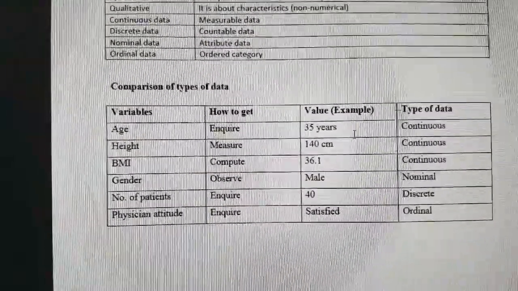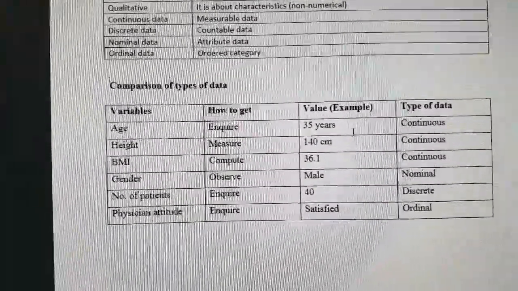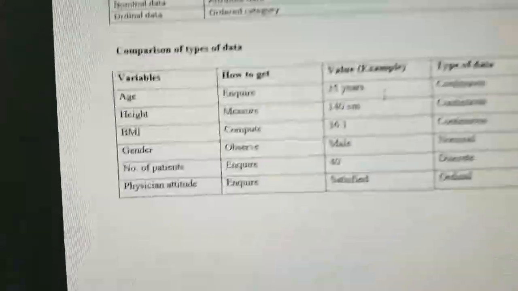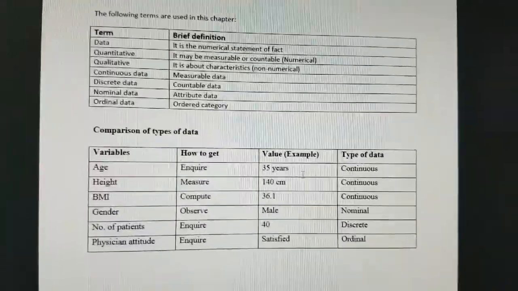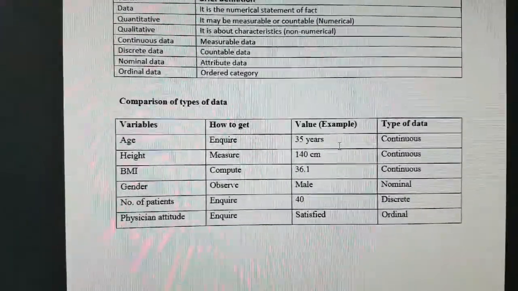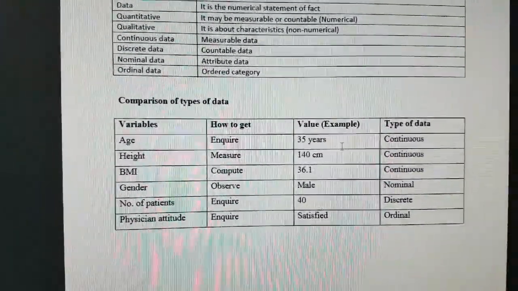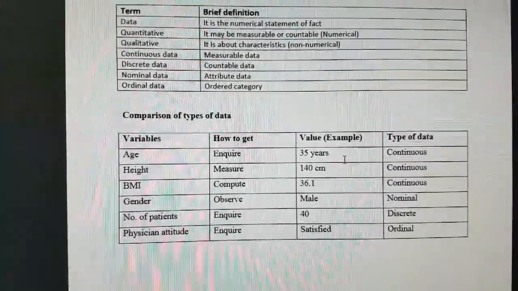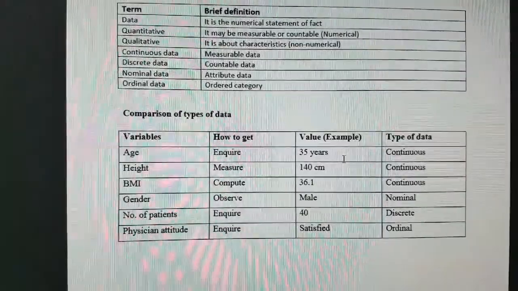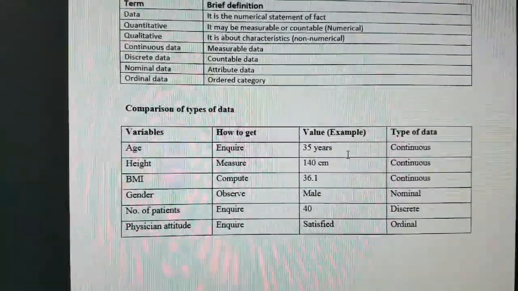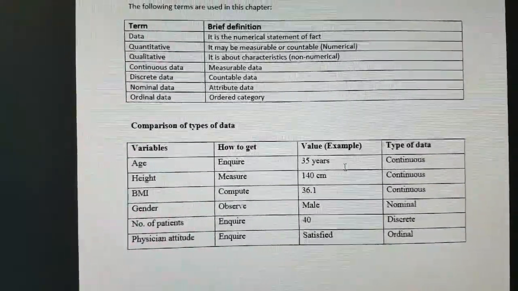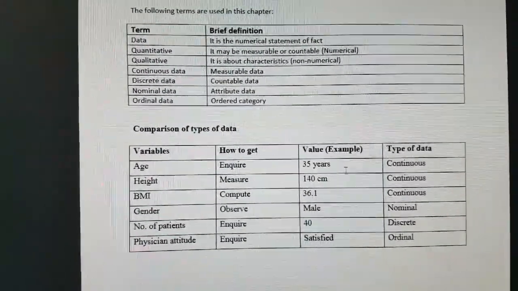Definitely, sure. And what about height? We can measure. How to get? Measure. For example, 140 centimeters. Even we can use 140.5. We can use fractions. And what is this type of data? Continuous data. Then what about BMI? How to get BMI? Compute, because there's a formula for BMI. For example, 36.1. See, this is also a fractional number. So fractions always come under continuous data.